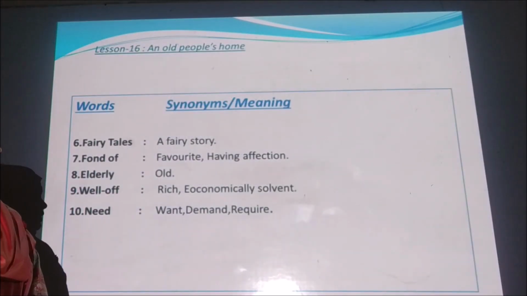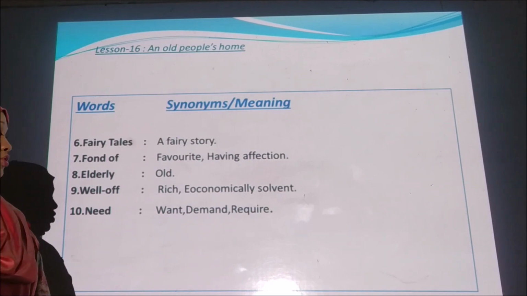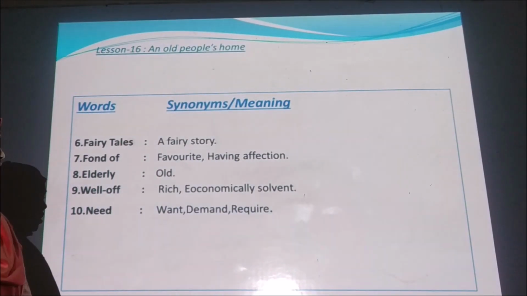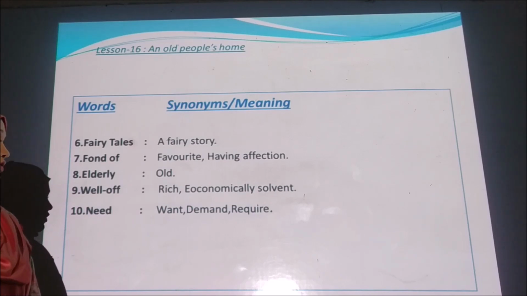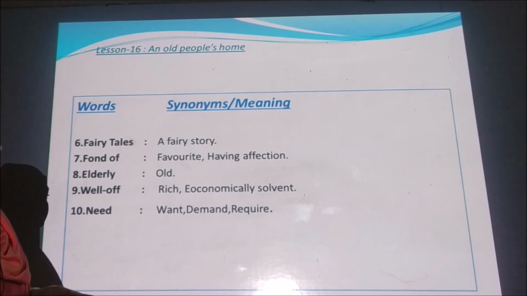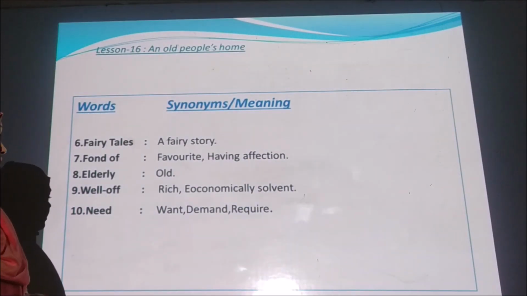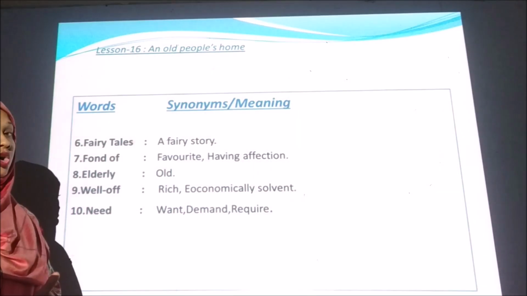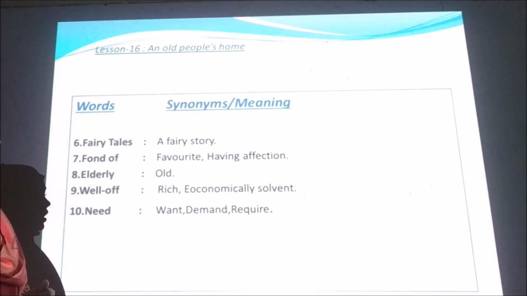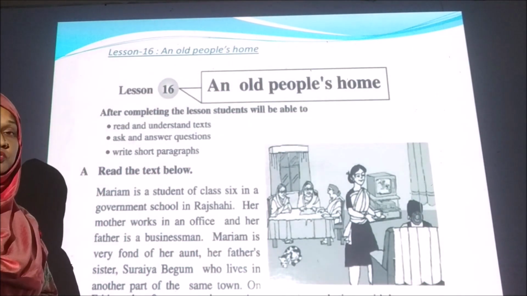Now we will learn many other words or synonyms. Number 6 is fairy tales. It means a fairy story. Number 7, fond of. It means favorite, having affection. Number 8, elderly. It means old. Number 9, well off. It means rich or economically solvent. Number 10, need. It means want or demand or require. I hope now the meanings of the keywords are clear to you.